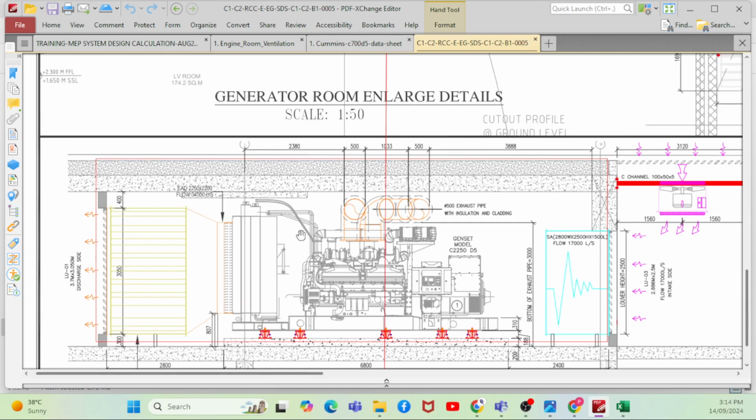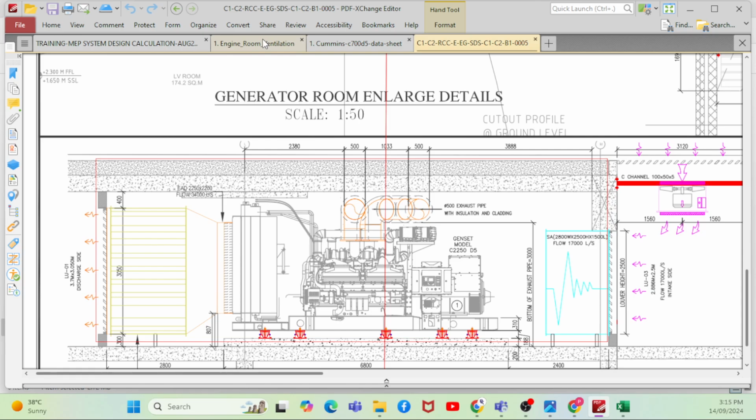Once the fuel is burned, then after that it will become a fume. That fume will be exhausted through the exhaust pipe. You can see that exhaust pipe, right? Clear, right? This is the way the generator ventilation system works. And we will discuss more further.